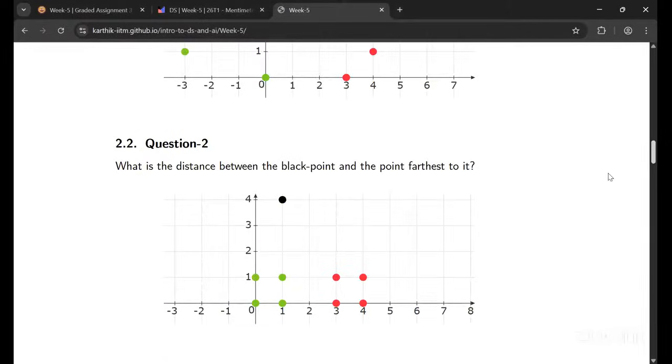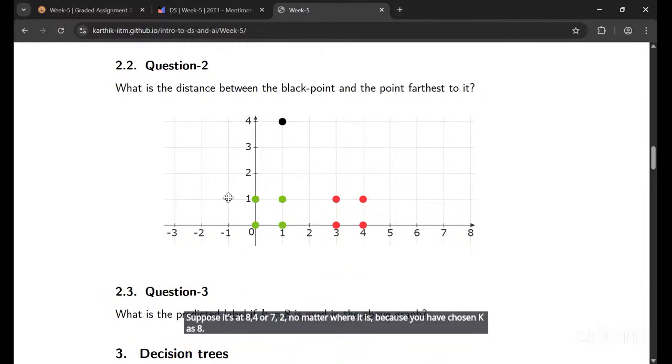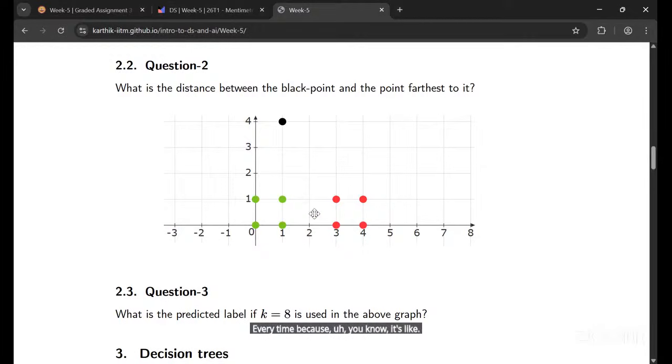Here, when I said take K as 8, no matter where my test point is, right now it's here at 1 comma 4, suppose it's at 8 comma 4 or 7 comma 2, no matter where it is, because you have chosen K as 8, there's no clear majority, so you can either say green or red. Or suppose there were 5 greens and 3 reds, then every test point would only be allocated the green label. So this is why I say that a larger K in KNN is underfitting.